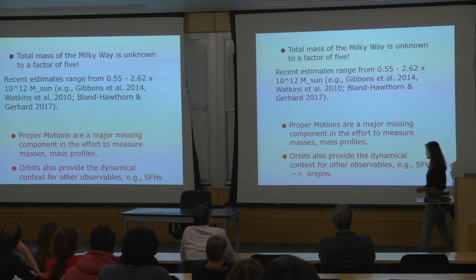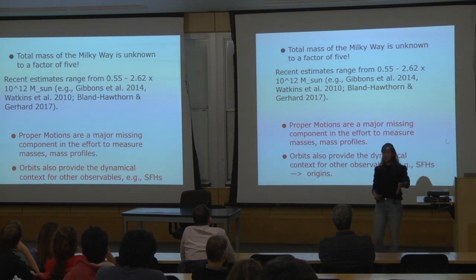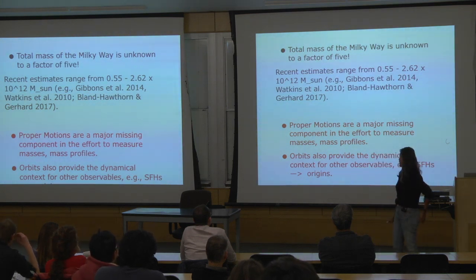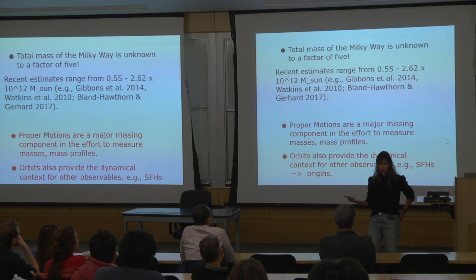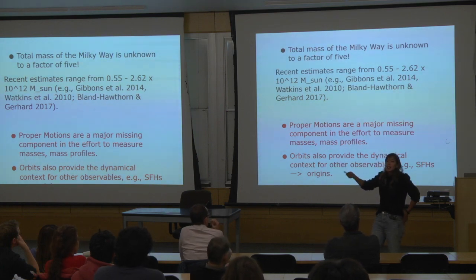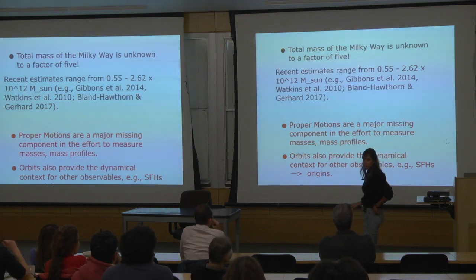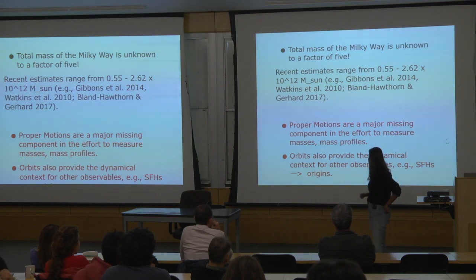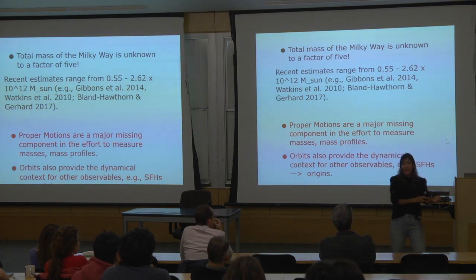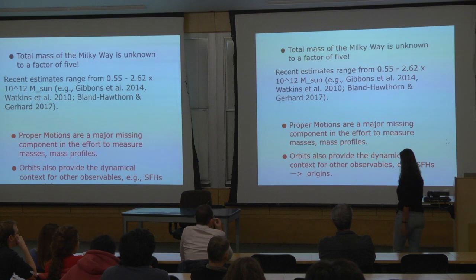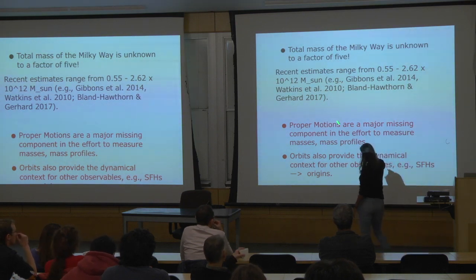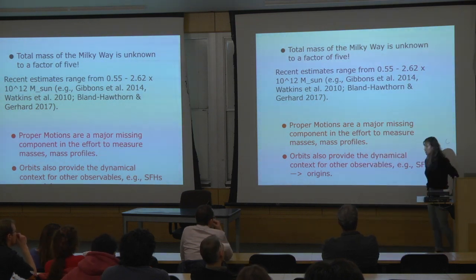These orbits are also key to provide the dynamical context in which to interpret these other observables. What does it mean that this galaxy had a bursty star formation history if I don't really know where it was at some relevant time? Or, what does it mean that I'm using a set of satellite galaxies to say something, if I don't actually know whether they're part of one component of a system I'm interested in or another? So I think proper motions are key observables that I've basically just been trying to measure.